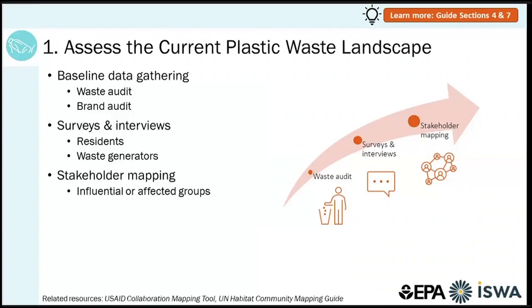Another strategy that can be used to assess the state of plastic waste resources is mapping plastic waste stakeholders. Having proper stakeholder buy-in is essential for successful plastic waste projects, and taking time to map known stakeholders in your community or region will help determine where there are opportunities for collaboration and or gaps.